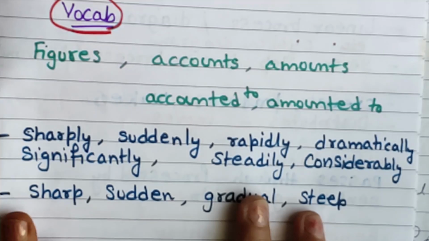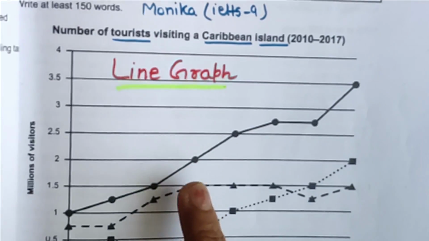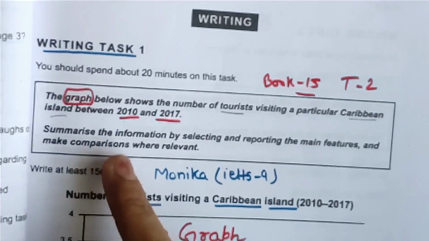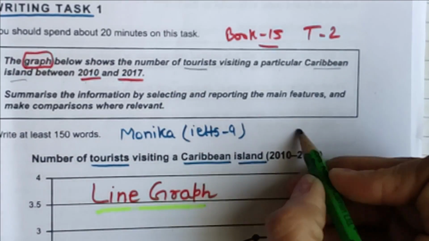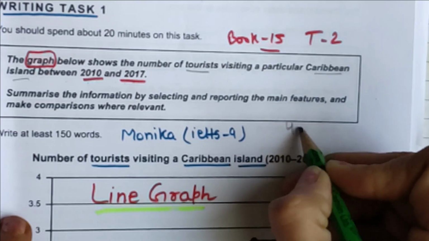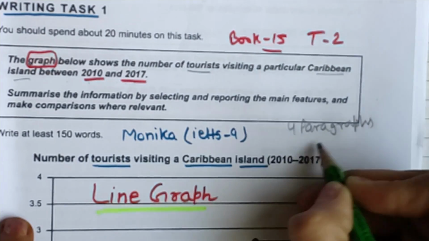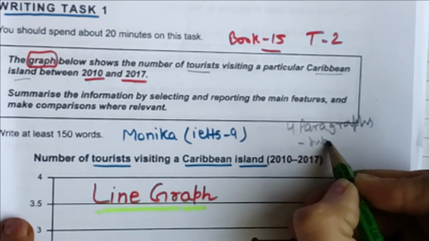Now, coming to this line graph, how are we going to write it? First, of course, the introduction. There are 4 paragraphs here. Definitely we will make 4 paragraphs. The first paragraph will be the introduction.